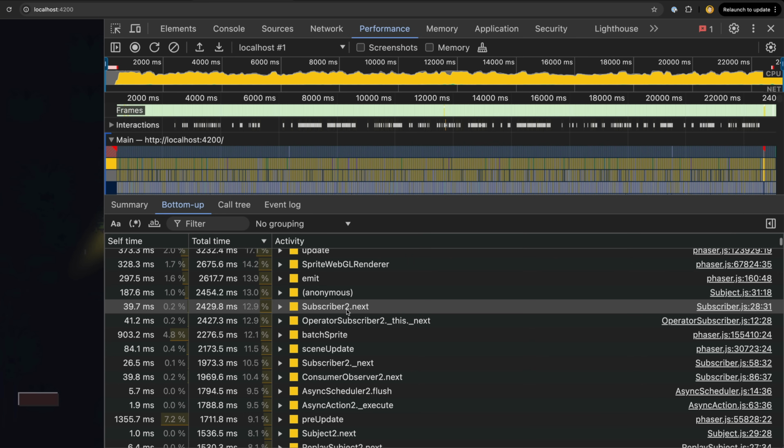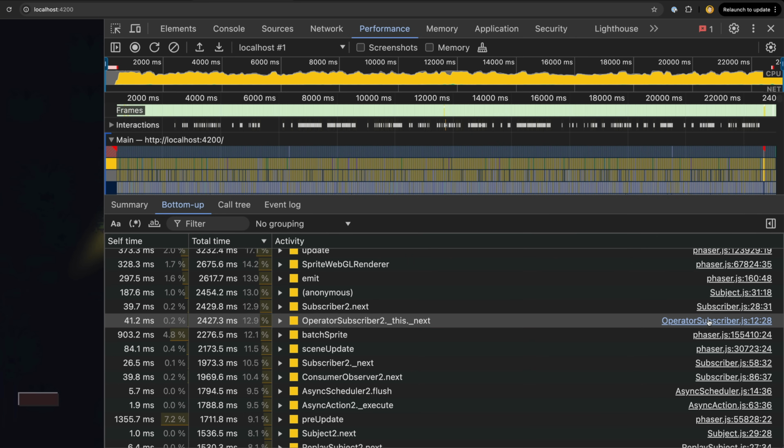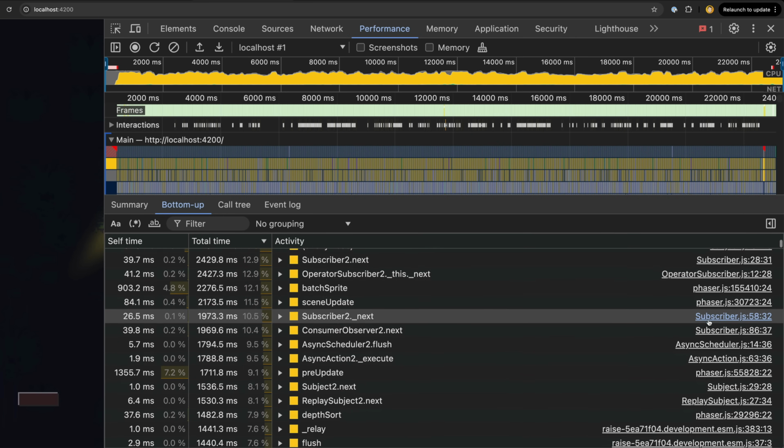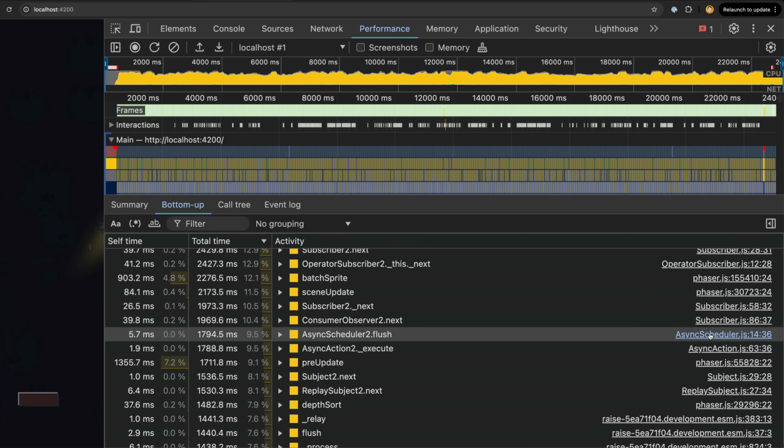Most of the stuff at the top here is internal library stuff, either from Phaser or RxJS, but what is initially somewhat interesting is that a lot of this stuff near the top, with reasonably high total times, are RxJS related. For example, subject, subscriber, operator subscriber, async scheduler, and so on. This is not necessarily a problem, but we do know that these are being triggered a lot and leading to work that is taking a significant amount of the total time.